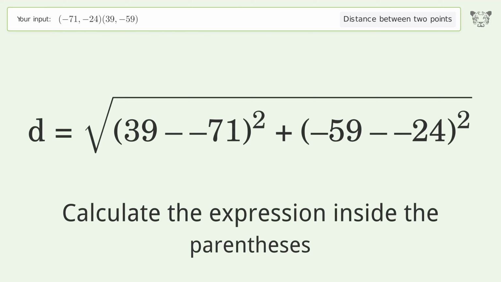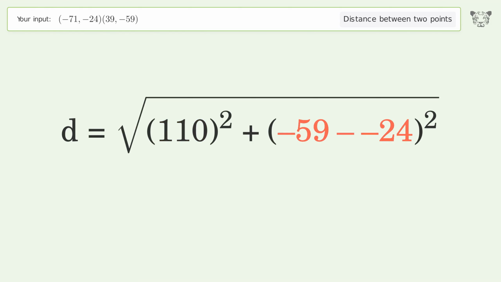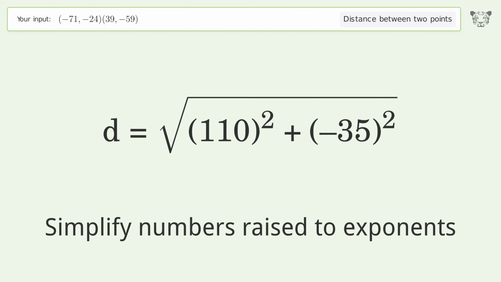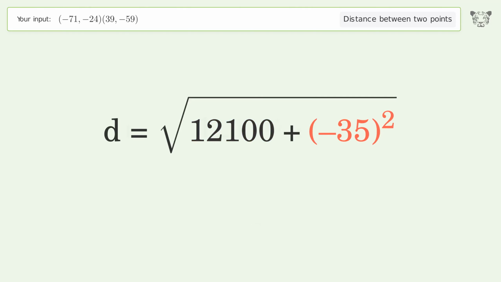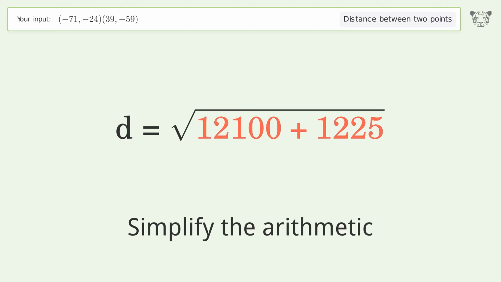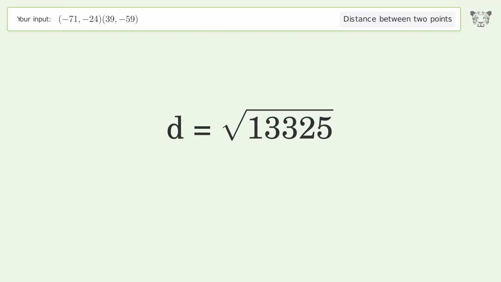Calculate the expression inside the parentheses. Simplify numbers raised to exponents. Simplify the arithmetic. And so the distance between the 2 points is the square root of 13,325 or 115.434.